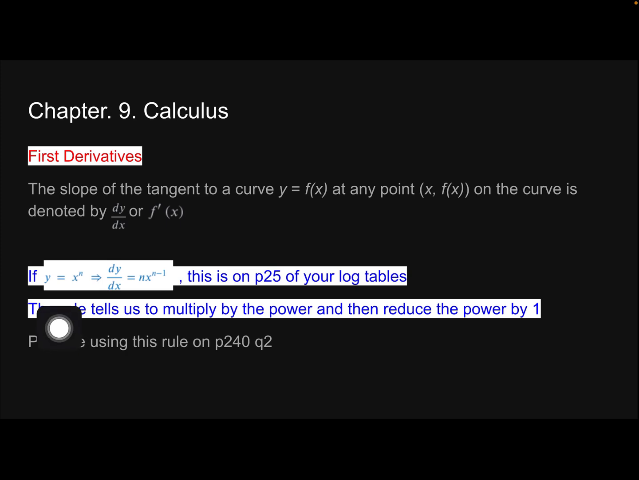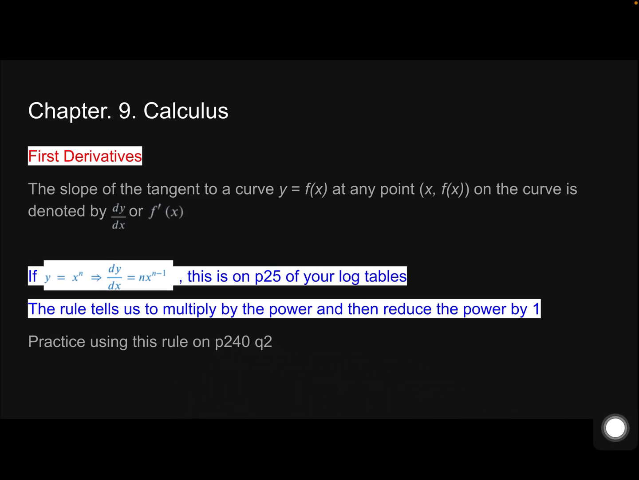So this is what you guys took down just before the midterm. So if y, remember sometimes we call y f of x as well. So if f of x or if y equals x to the power of n, so that's just a curved slope, then dy dx is n x to the power of n minus 1. So we've multiplied by the power and then subtracted 1 from the power.